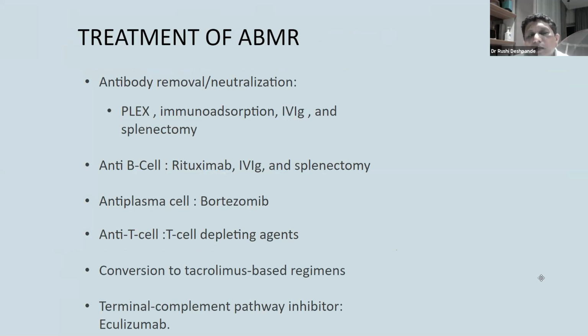How do you treat a case of antibody-mediated rejection? Two things: you need drugs to decrease the antibody production, and you need mechanisms to remove the antibodies.